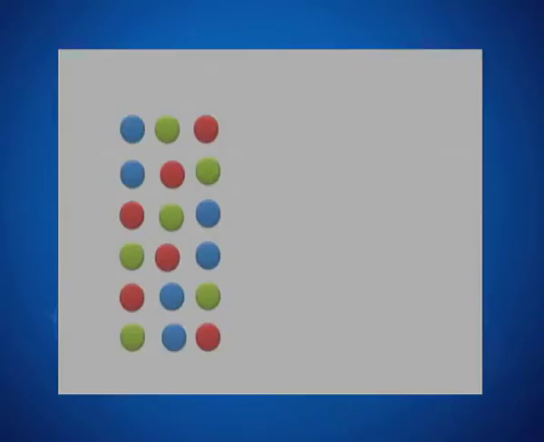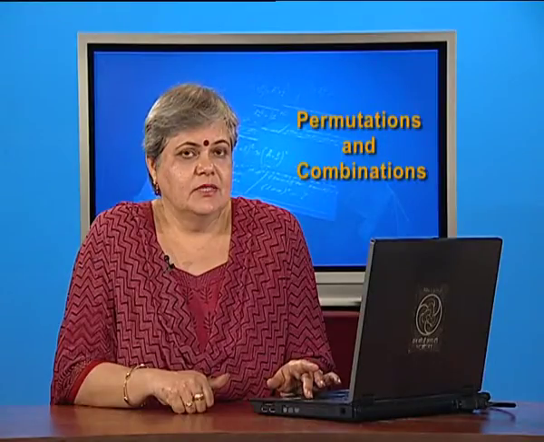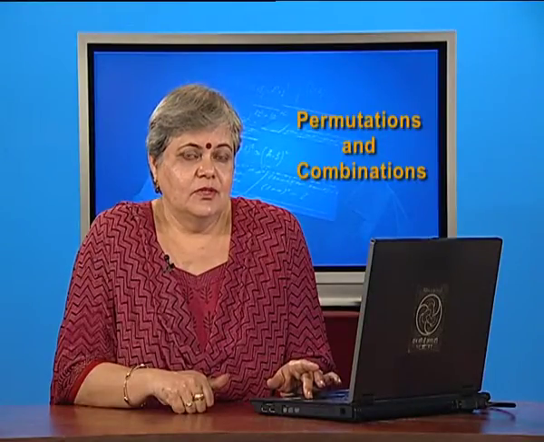Now, here all 3 objects are distinct. Suppose I replace green with red. So, I am looking at now 2 red and 1 blue, and I want to figure out the total number of arrangements possible. So, I replace each of these green dots with red. Do I still have 6 permutations? I do not think so.